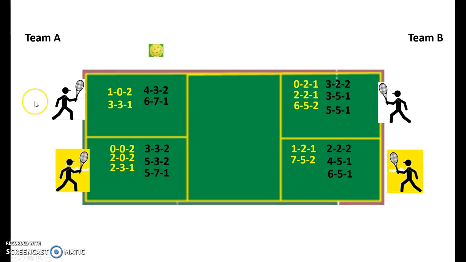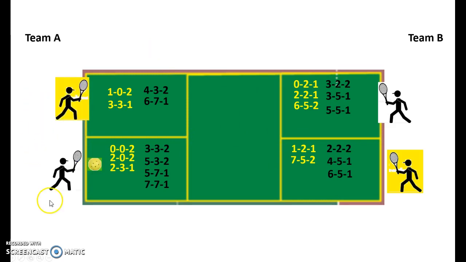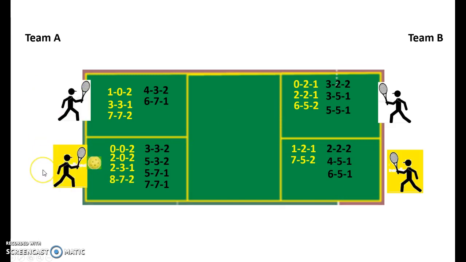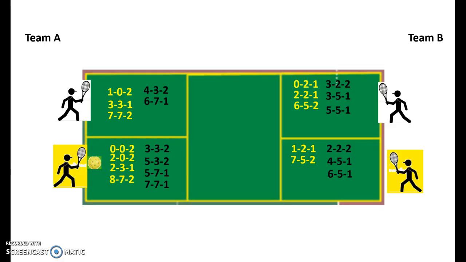Team B faults out. These two swap positions. This player serves again, and serves it out of bounds. Second server serves the ball. The score is 7-7-2. Team B hits it into the net. These two swap positions. Second server, the score is 8-7-2. And I think that's where I stopped. Now let's stop and take a look at these scores.